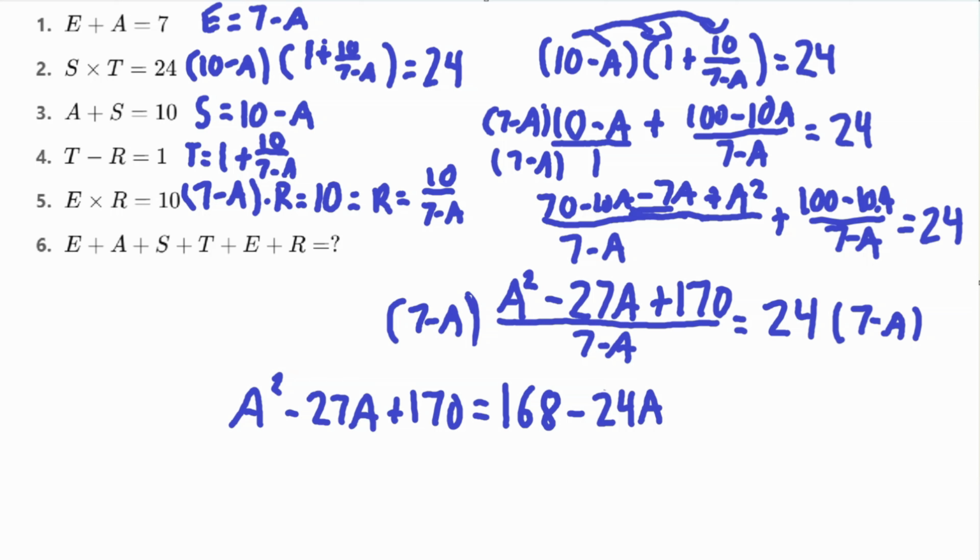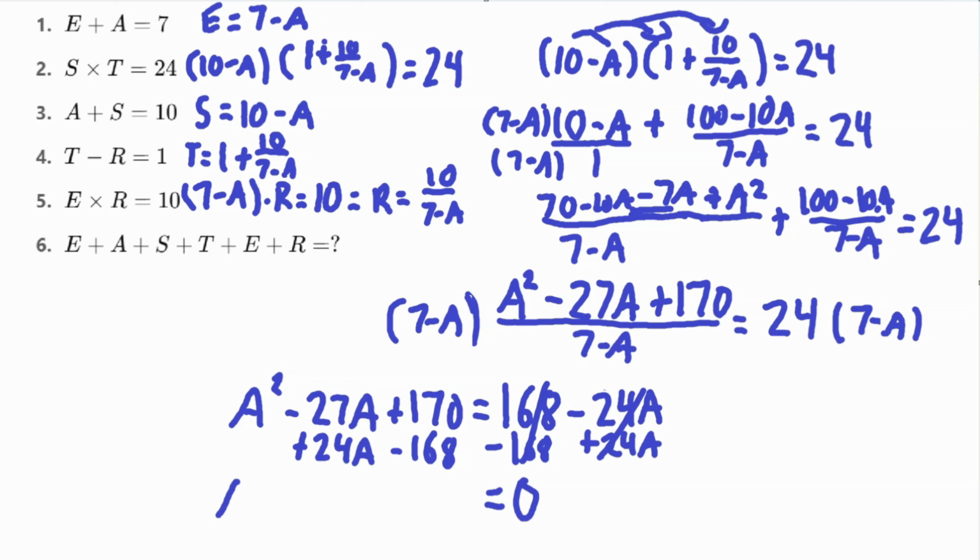And now, if we want to solve for our a value, we're going to use the factoring method. So that means that we need to move all our values onto the left side, so our right side becomes 0. So we add 24a to both sides, and then subtract 168 from both sides. So these two values cancel out, so our right side becomes 0. And then our left side becomes a squared minus 3a plus 2.